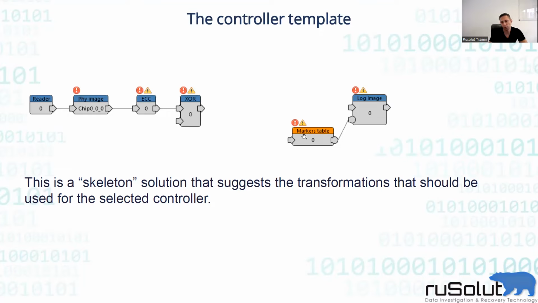Marker table will be either prepared, or you will see some tips for marker table, like header is that byte, LBN is those 2 bytes, and you will need to do this and that. So the controller template is like a hint, like a suggestion, how to proceed with this controller, or what steps you need to do with this controller. And that's the third type of the solution.